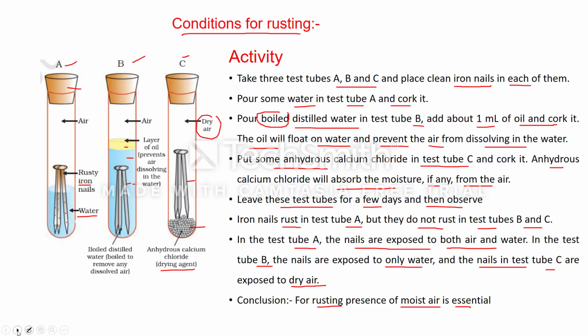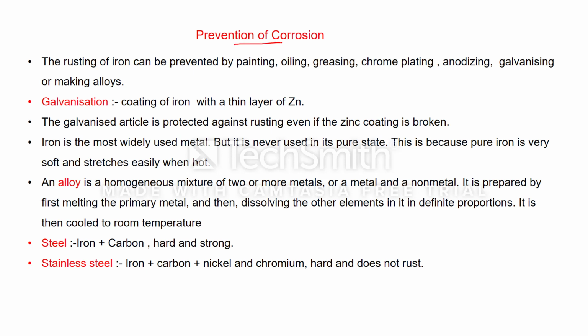Now, next one is prevention of corrosion. Again, in the lower classes, we have discussed how we can prevent corrosion. The rusting of iron can be prevented by painting, oiling, greasing. These are the common methods. Simply, we cut the contact of iron and air. Direct contact we cut by these. Chrome plating will make a coating of chromium on the iron. Like we can say handles of a bicycle are chrome plated.